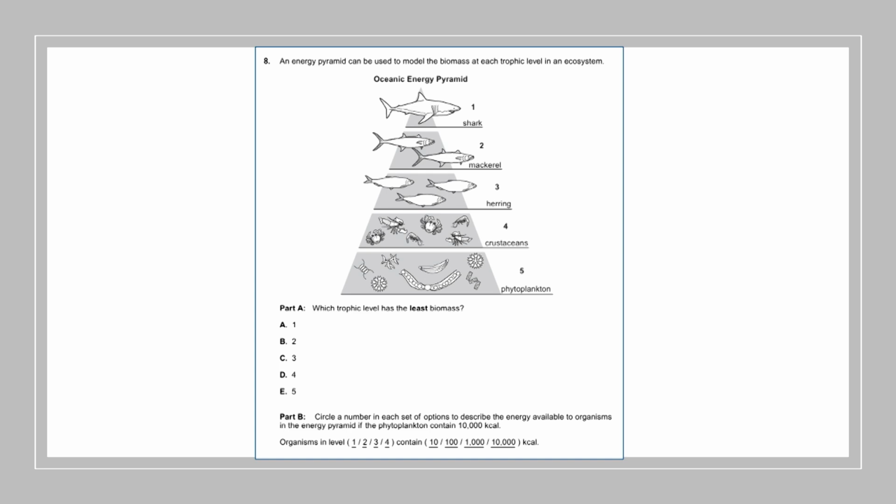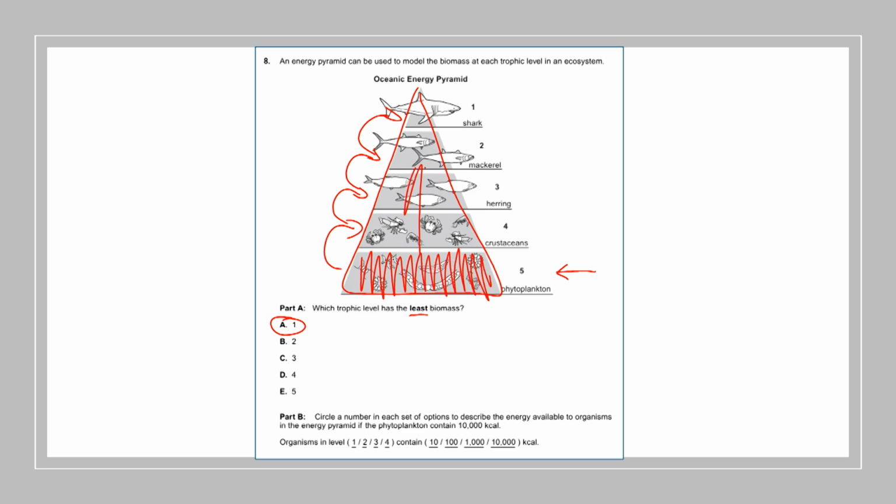Well, there's really 2 ways you can think about this. One, we've talked about how the producers always have the most energy, and that every time you work your way up, you lose some of that energy and you lose some of that biomass, right? And so we would know by thinking about it like that, that A, the shark, is definitely going to have the least amount of biomass. Another way to think about it is just to look at the shape. It's a pyramid, right? Which part of the pyramid is the biggest? The base, right? The base is the biggest. It has to be because it supports everything above it. Which part of the pyramid is always the smallest? It's the top, right? So the top is going to be the smallest there.